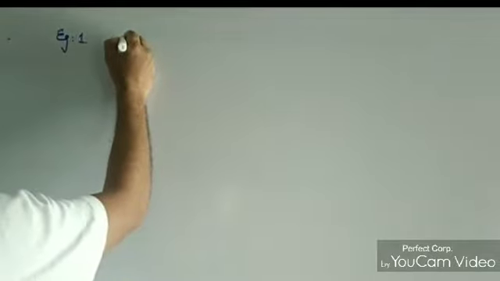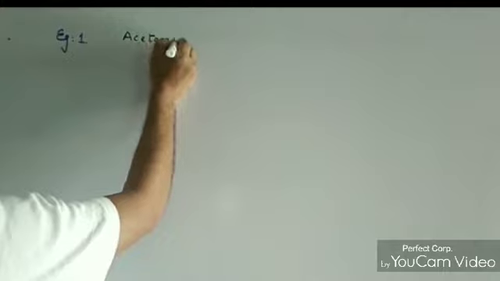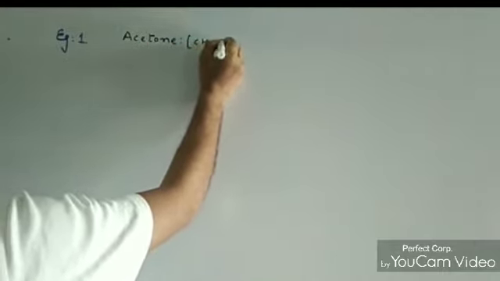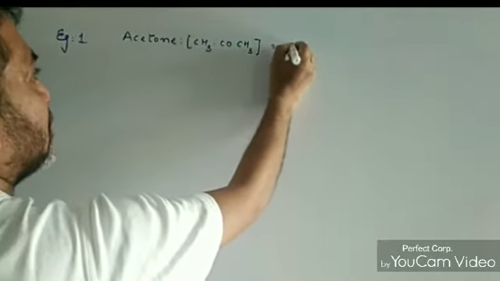That is our question. So I am writing the initial data on the board. We are given acetone. The formula for acetone is CH3 CO CH3, and this is given as 20 grams.